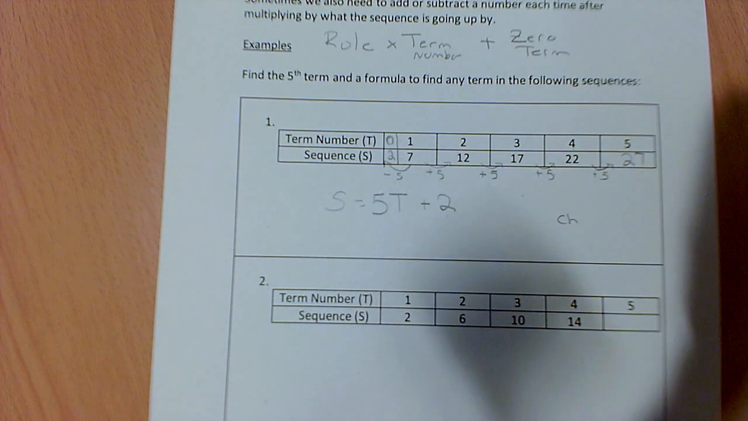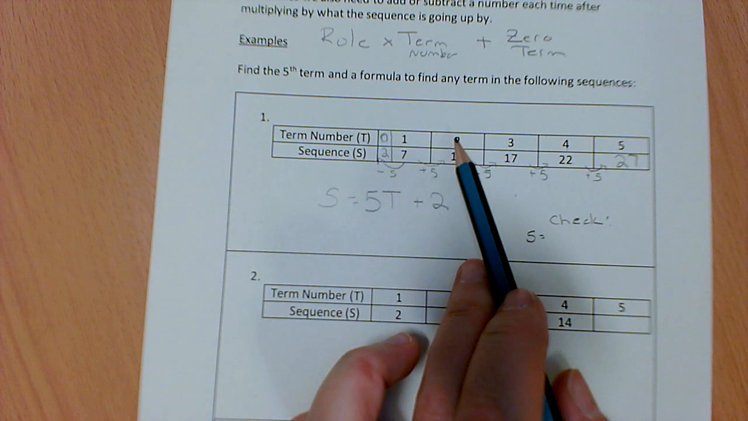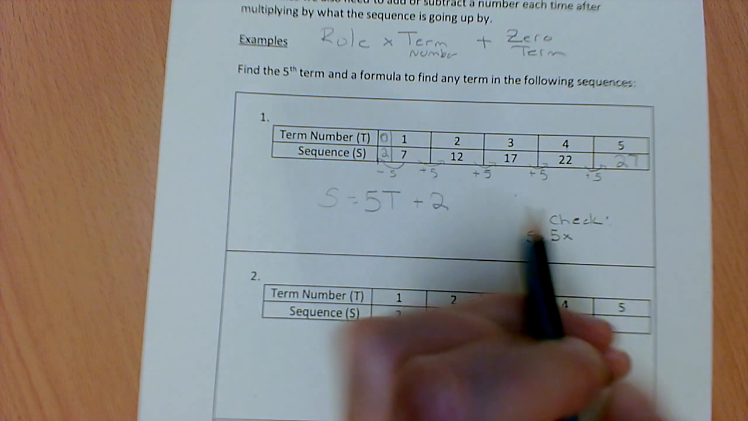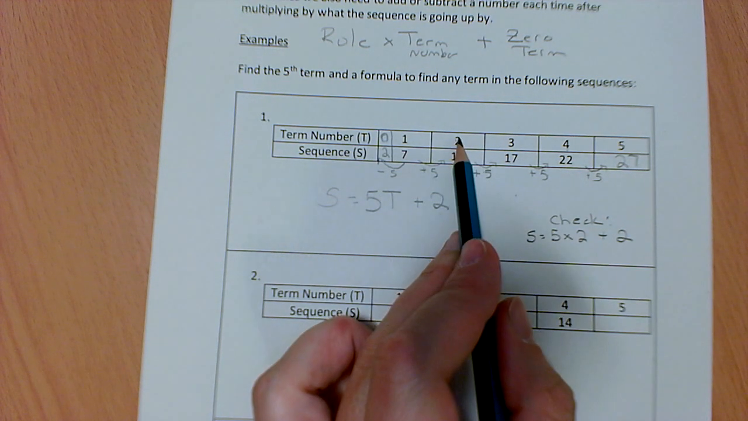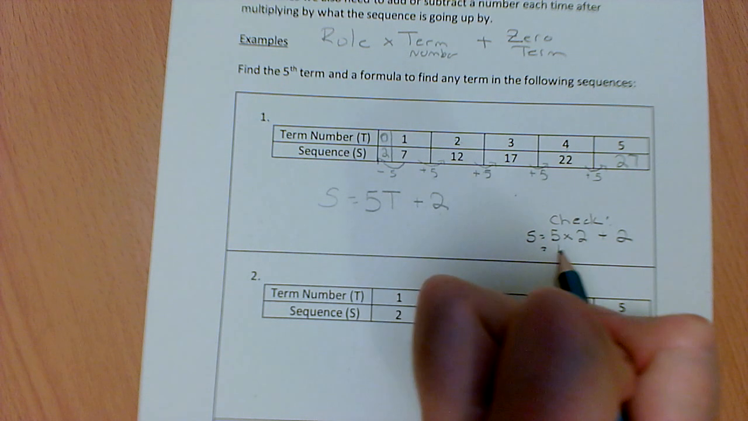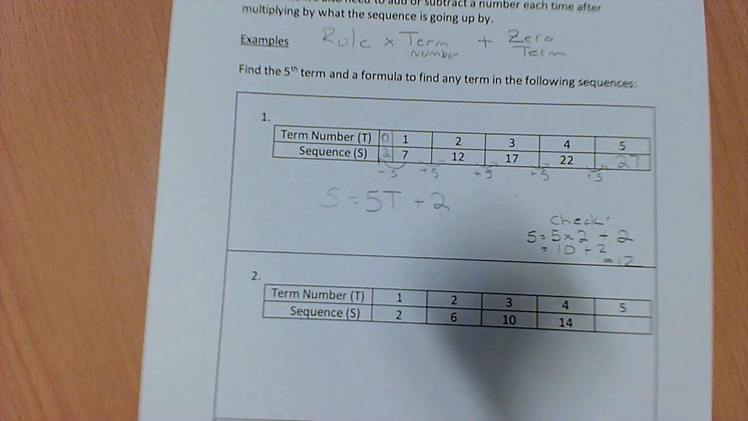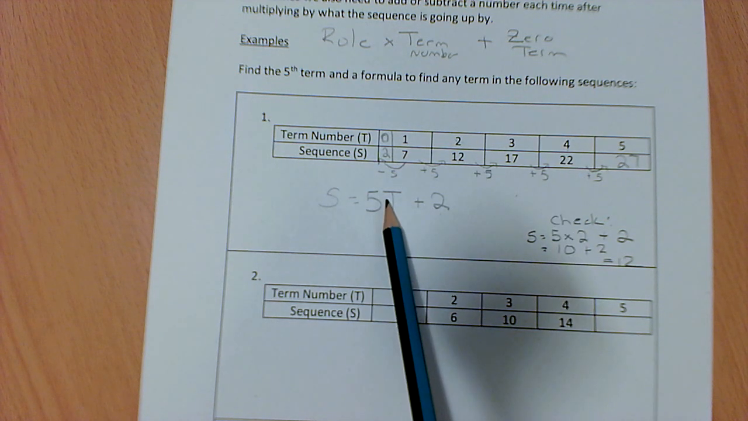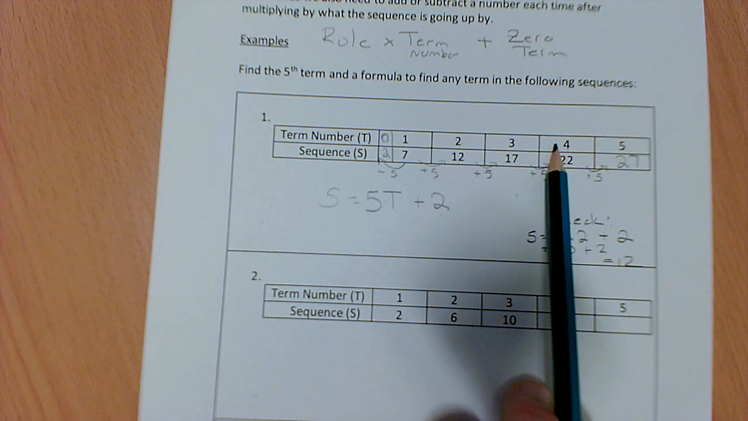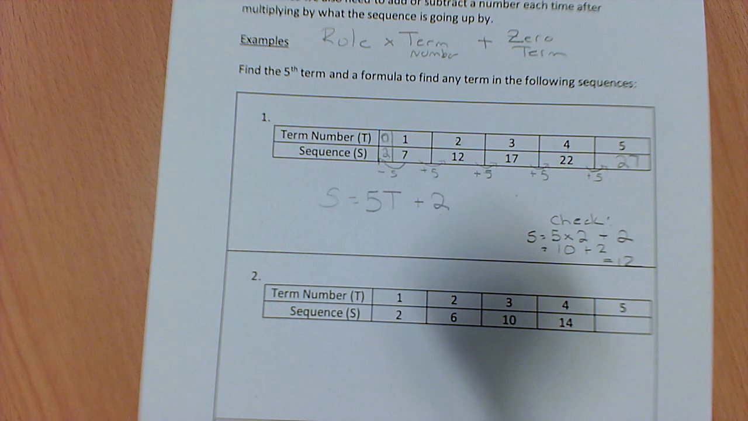Now let's do a little check of this formula to see if it works. Let's say I want to find my second term. So s equals 5 times 2, and then add 2. I replace t with 2, my term number. 5 times 2 is 10, add 2, and I get 12, which is my sequence number. So it works. Let's try another one, just in our heads. 5 times 4, 5 times my term number, because remember there's an invisible times sign between those. So 5 times 4 gives me 20, add 2, I get 22. So this would work.